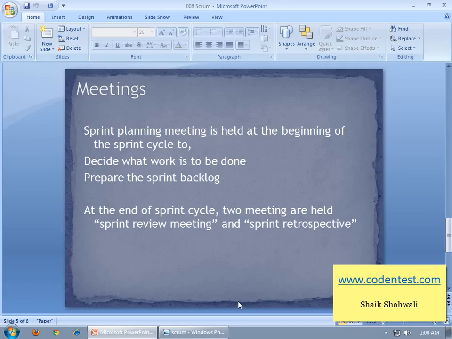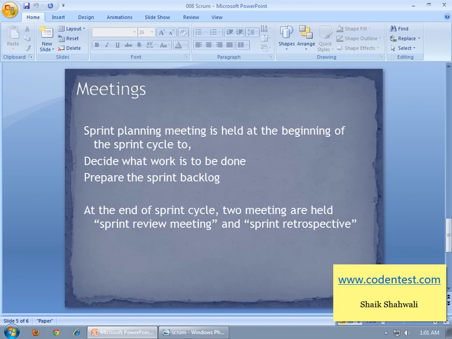Sprint review meeting is held to review the work that was done in that sprint, and we present the work in front of the stakeholders. Stakeholders means project manager, delivery heads, QA manager, etc. So in sprint review meeting, the work that was done in that sprint is reviewed and it is presented in front of the stakeholders. And sprint retrospective.